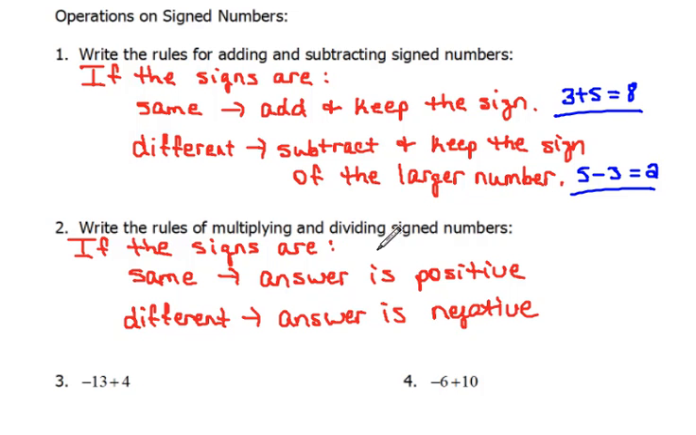Now the rules for multiplying and dividing are actually even easier. If the signs are the same, your answer is always positive. If the signs are different, your answer is always negative. Now I would suggest that if you are a little shaky with these rules, go ahead and pause the video right now and write these out on a note card and keep them in front of you to keep referring back to until you get much more comfortable and familiar with the rules.